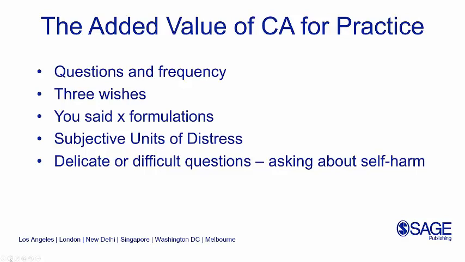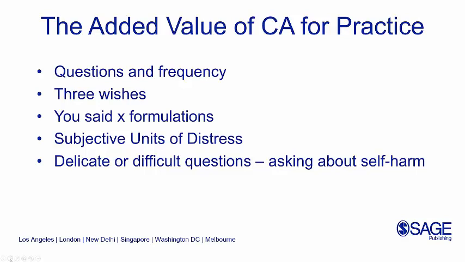Also, they used various child-friendly techniques. Things like asking the child what they would do if they had 3 wishes. If you had 3 wishes, what would you wish for? And they also used these subjective units of distress on a scale of 1 to 10: how happy are you?